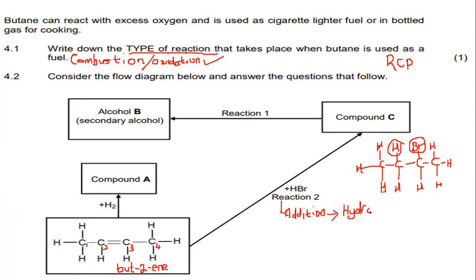It's a halogenation. Right, so the type of addition reaction then is a hydrohalogenation. Why hydrohalogenation? Because I added a hydrogen as well as a halogen, an H as well as a Br.